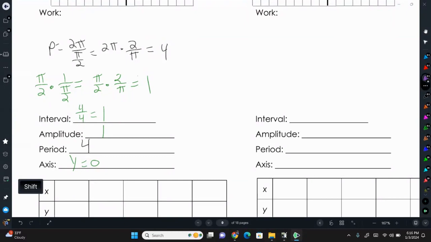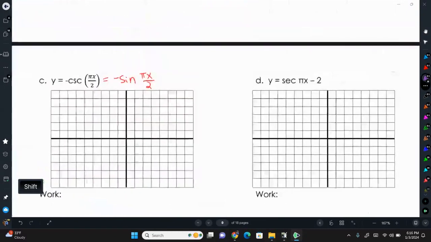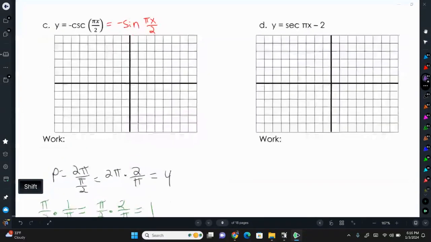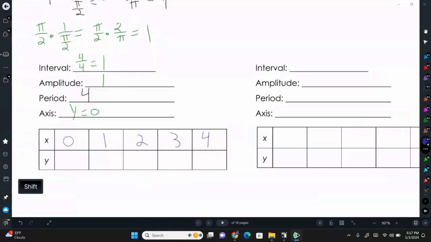We don't have any horizontal shifting here because we don't have a plus or minus inside the parentheses. So we're going to start at 0, and then we're going to go up by 1 each time. And this is a cosecant, which goes with sine. So then for our y values, we start at the midline. But then since this is a negative cosecant, a negative sine function, we go down to the negative amplitude, up to the midline, up to positive 1, and then back down to the midline.